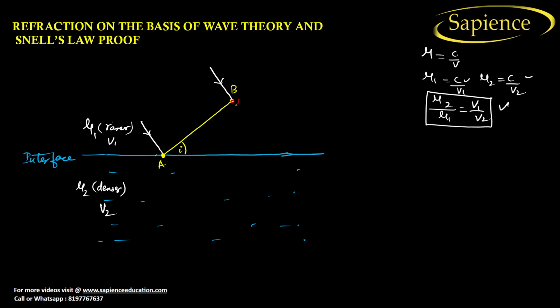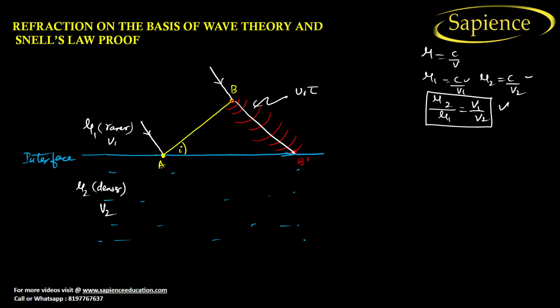So what will happen? It will create a disturbance like this, like this, and like this. Let us consider this is the B dash point. If you talk about the distance travelled by this light, we can write this distance as velocity v1 into time t, and for the same time period, consider the disturbance being created by the A.